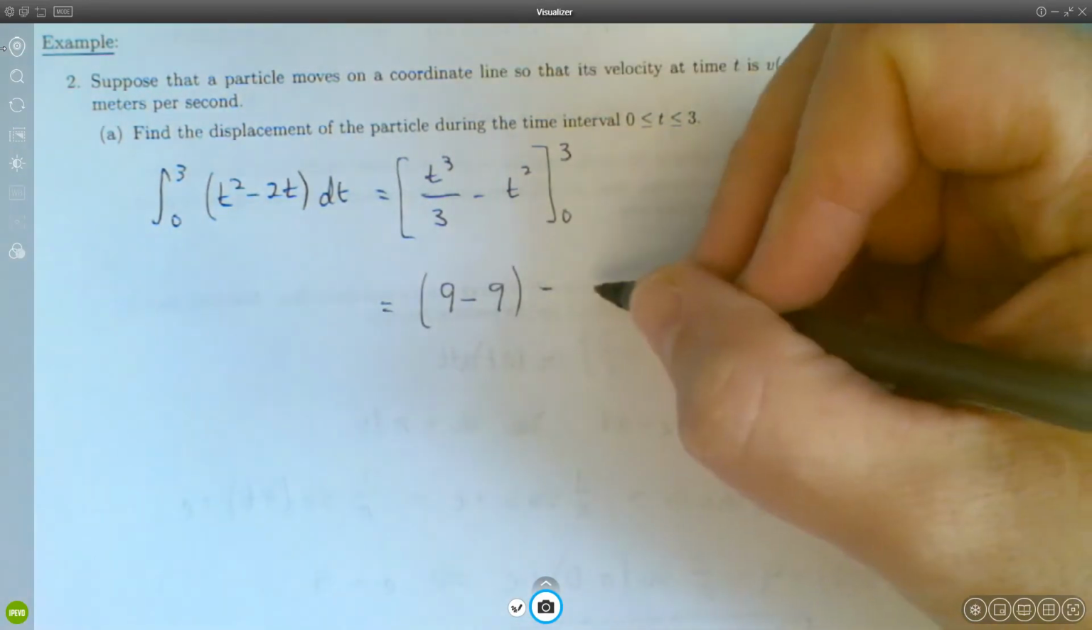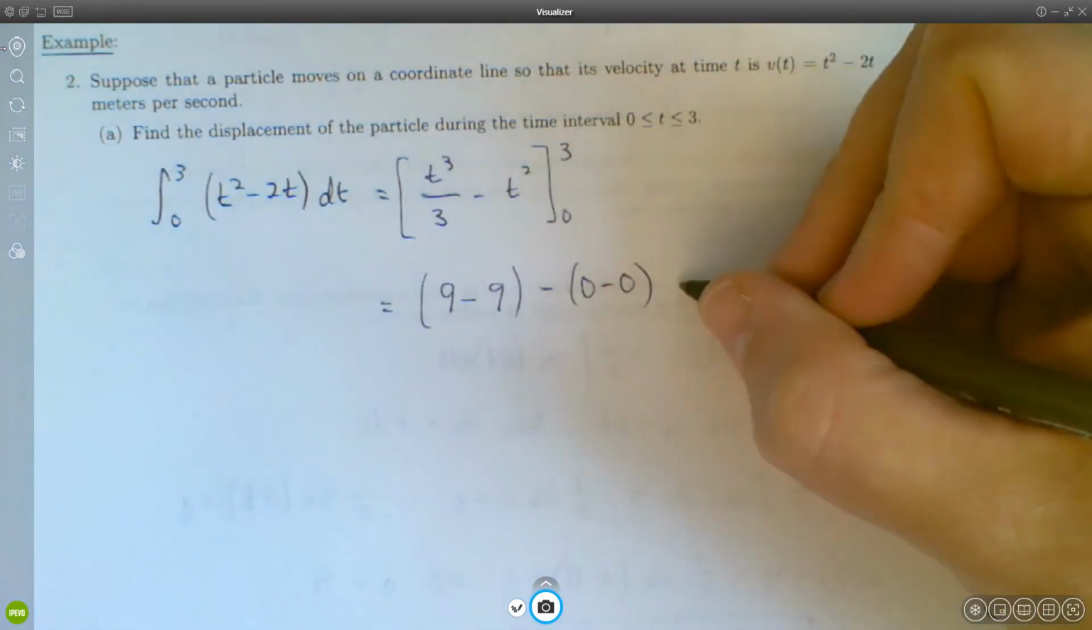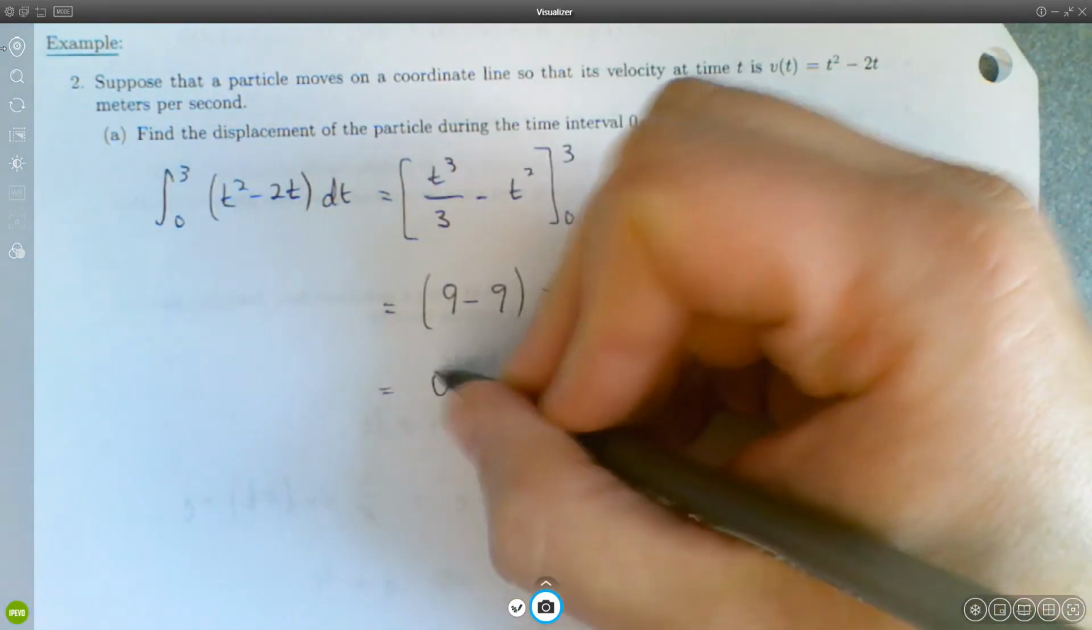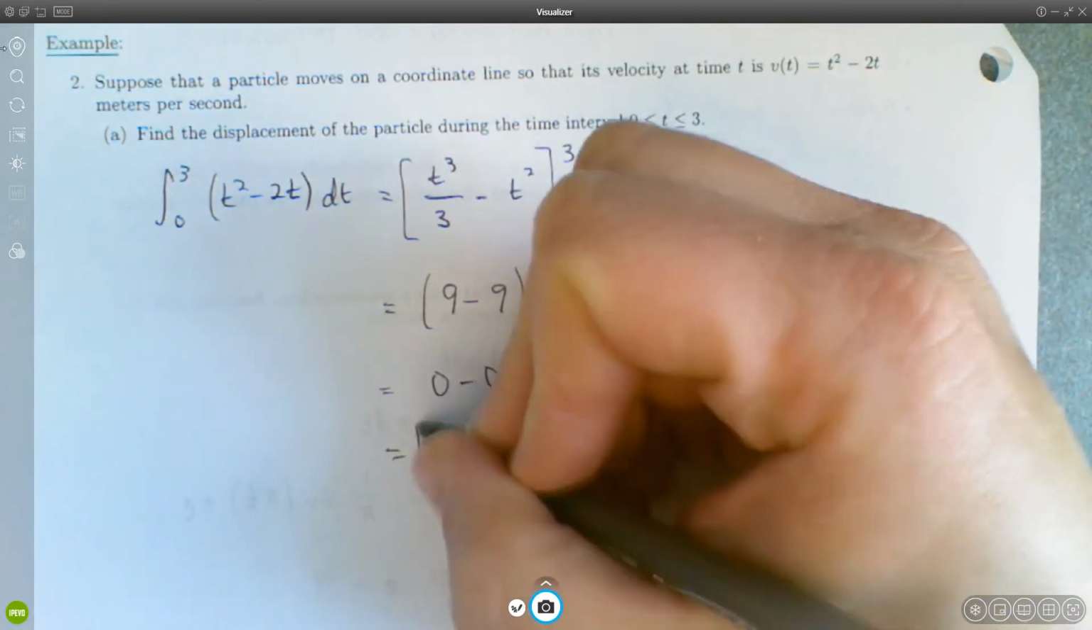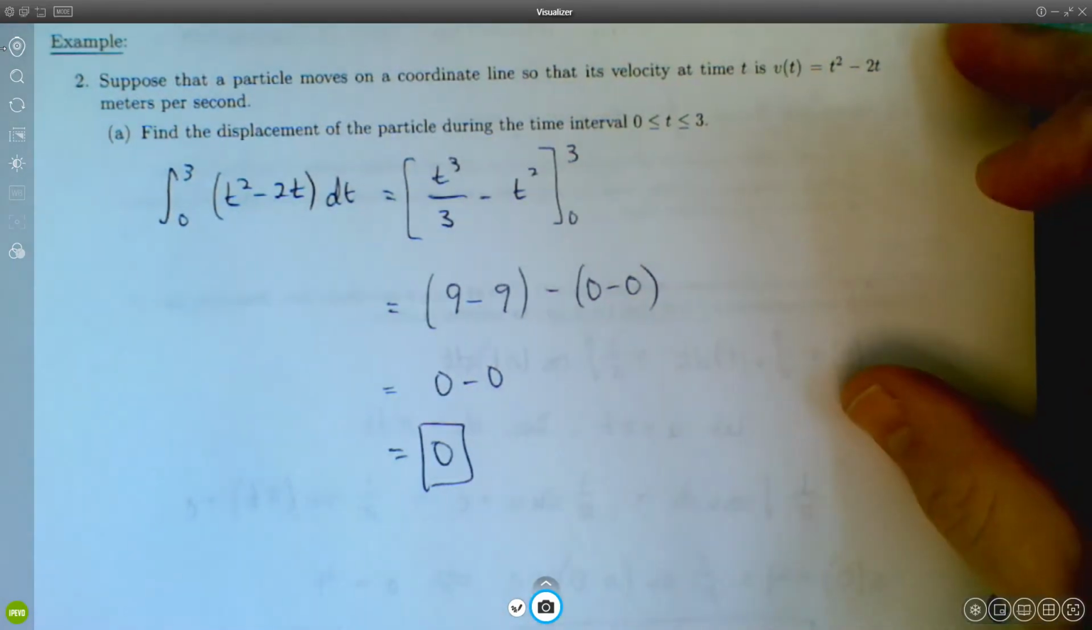Okay, that's kind of interesting. Minus 0 minus 0. Oh, that's really interesting. So we just get 0 minus 0, which is 0. Okay, so the displacement of this thing is 0. In other words, it stops where it starts. Okay, it ends up exactly where it started, I suppose. So that's kind of interesting to note.